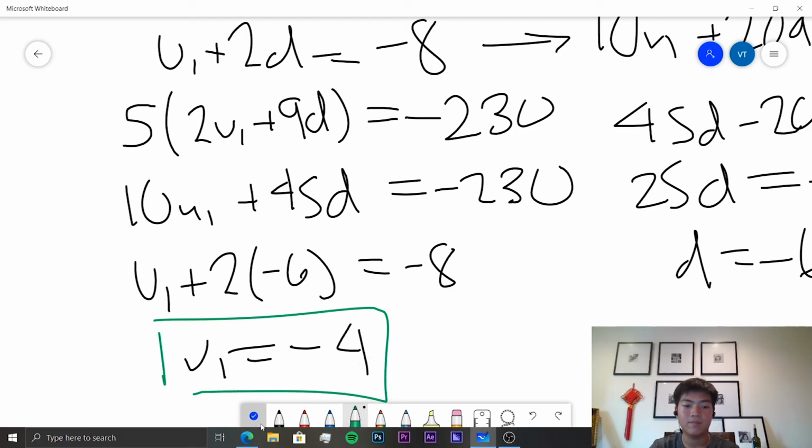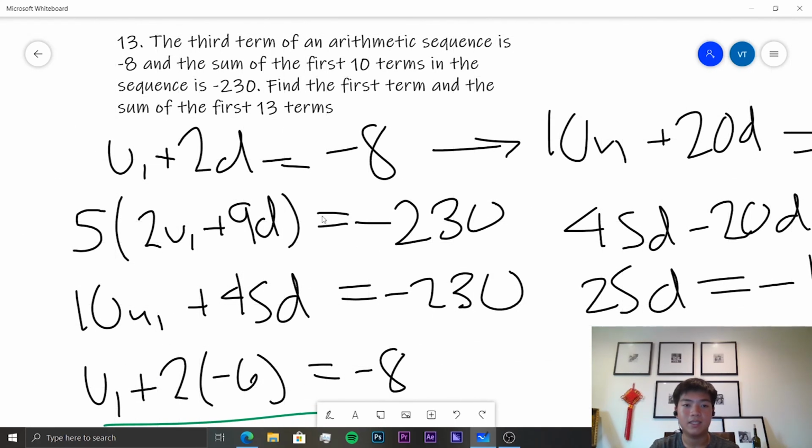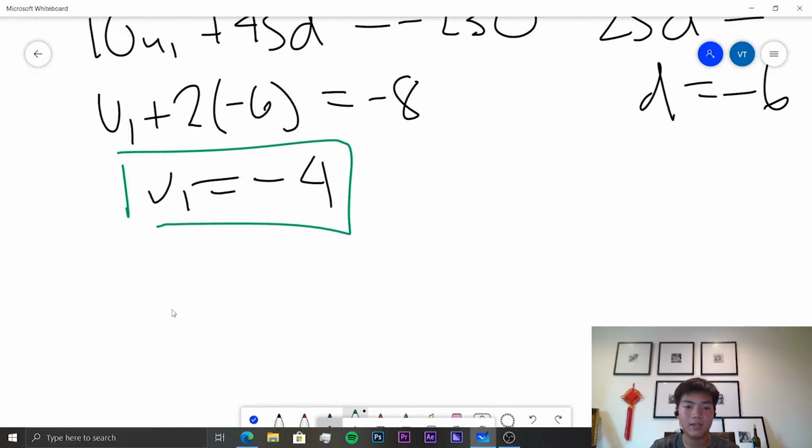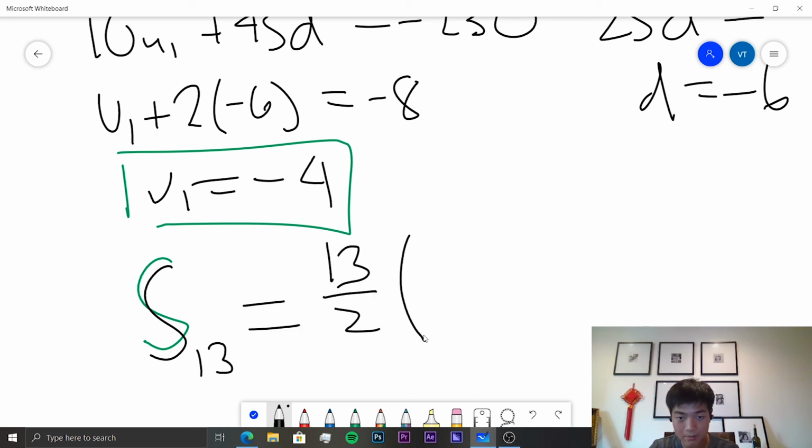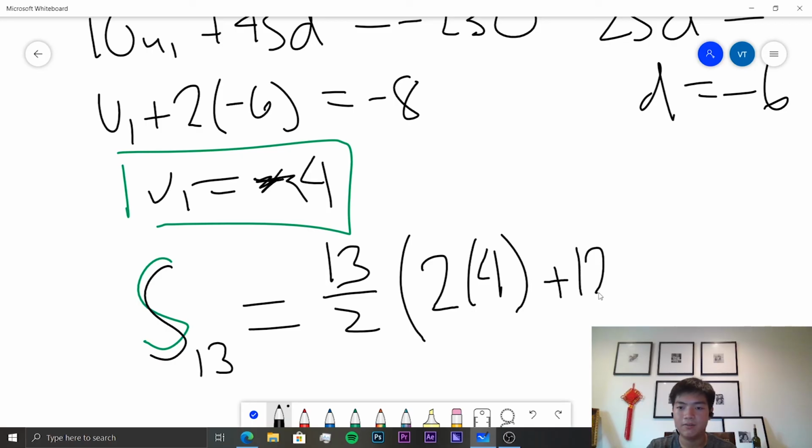And therefore, we need to find the sum of the first 13 terms. Okay, so the sum of the first 13 terms is equal to 13 divided by 2 times 2u1, sorry, this is 4, 2 times 4, plus, or in this case, plus 12 times negative 6.